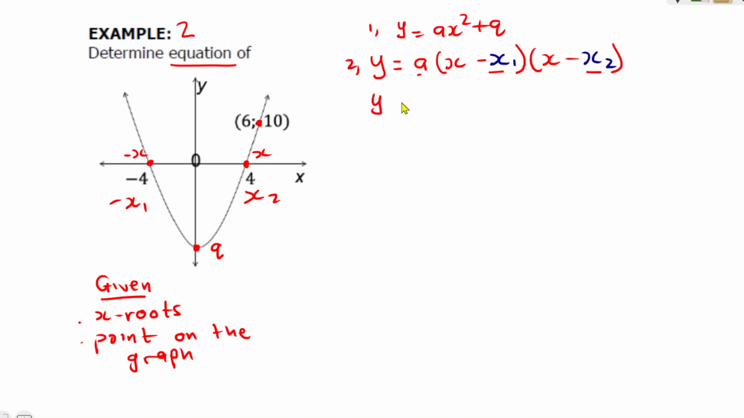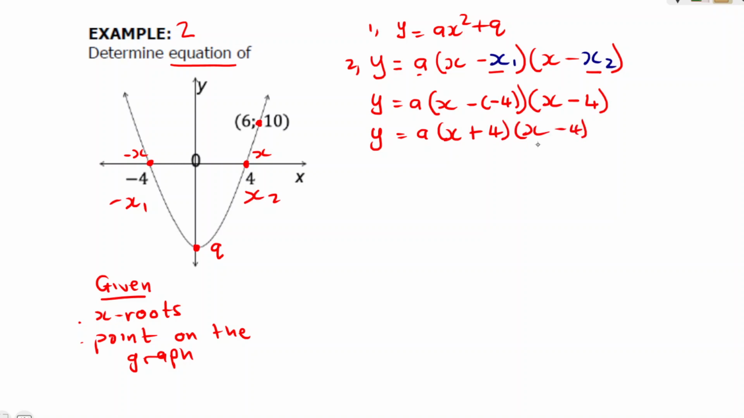So I have y is equal to a bracket x minus, the first root we said is negative 4. So I'm going to put negative 4 here. Then I'm opening another bracket, x minus, the second root now is positive 4. So I'll put positive 4 on the second root. Now I have to calculate this. I have y is equal to a x. Negative times a negative, that's going to be a positive, bracket x minus 4.